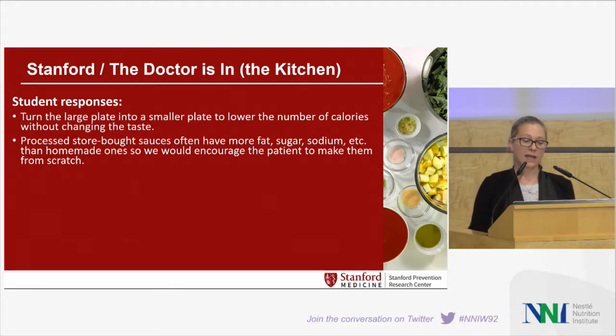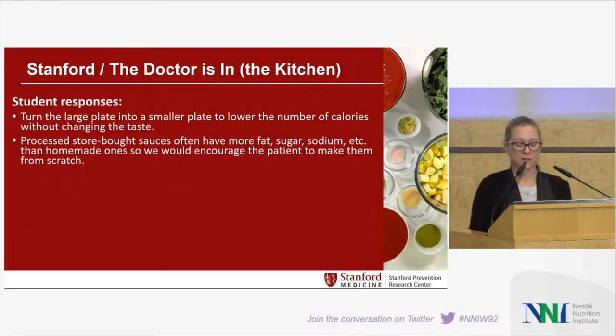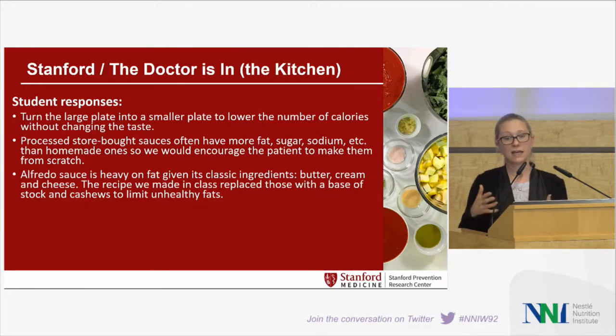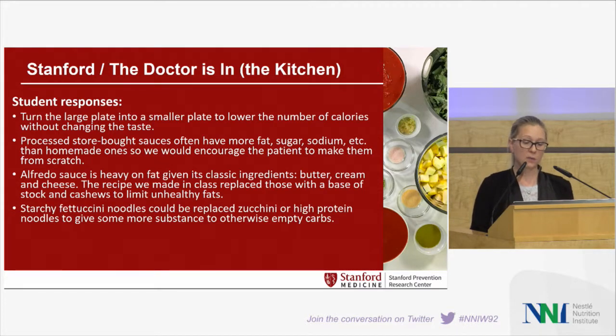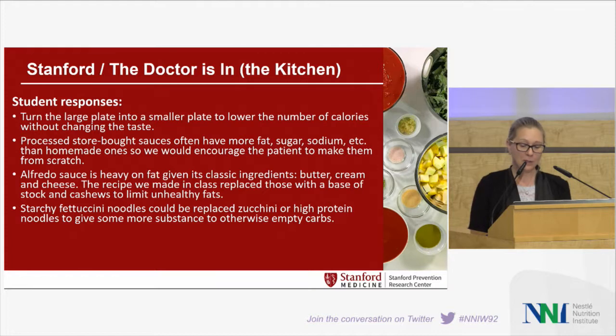way. And they were able to identify that a lot of the processed foods, even if it isn't a fully prepared meal, are full of a lot of nutrients of concern. They also spent some time experimenting with different ways they could have creamy sauces made from things like cashews, so they had healthier fats. And they got to use a zucchini noodle maker, and they really loved making zucchini noodles, so that was a popular response. And then also trying some different high-protein noodles so that they didn't have as many empty carbs.